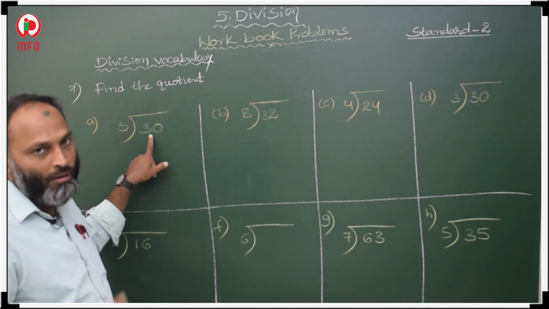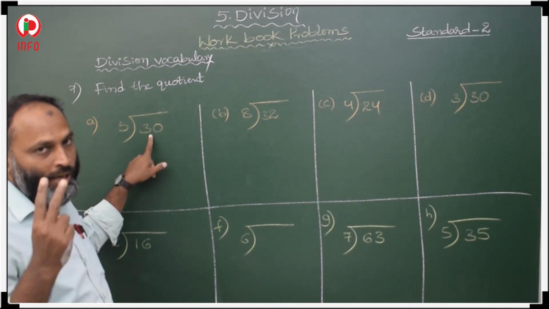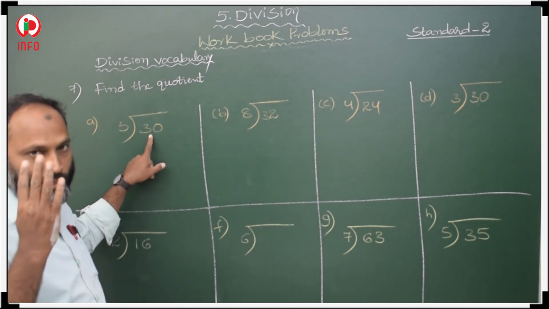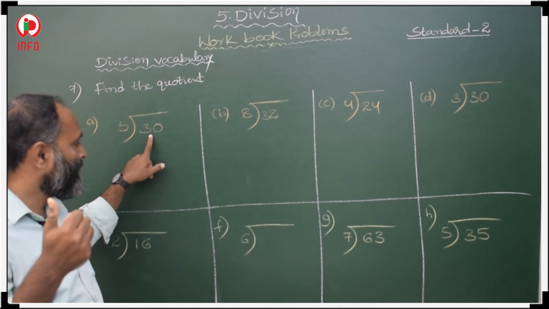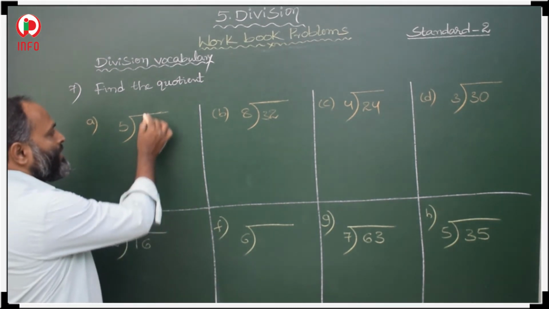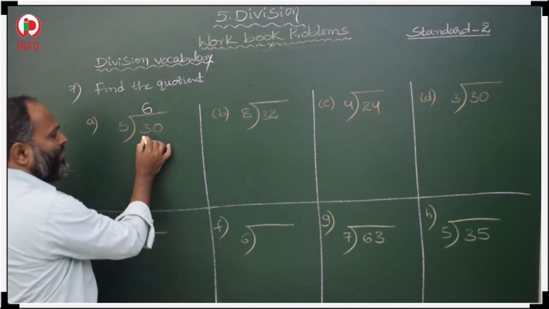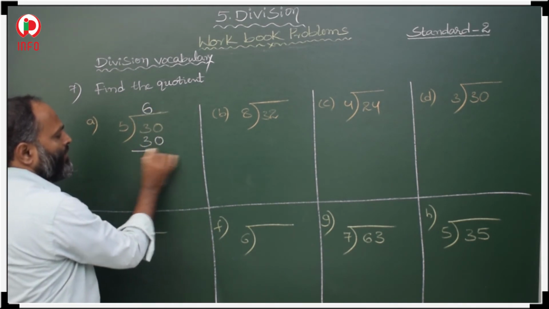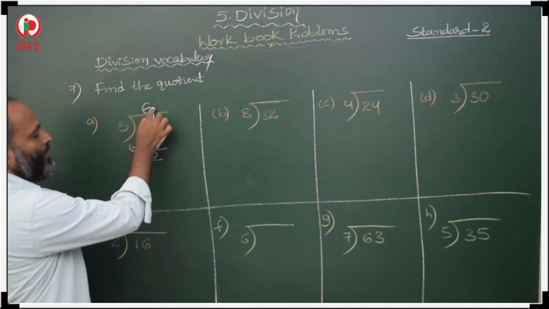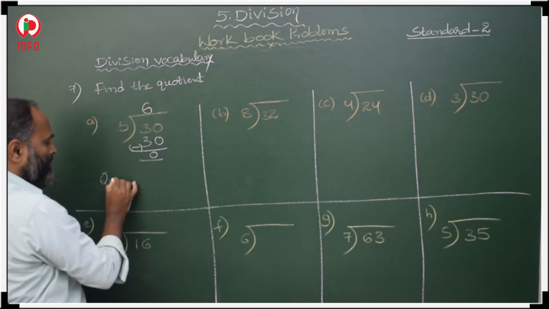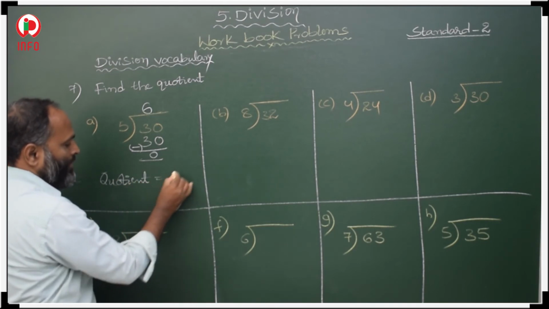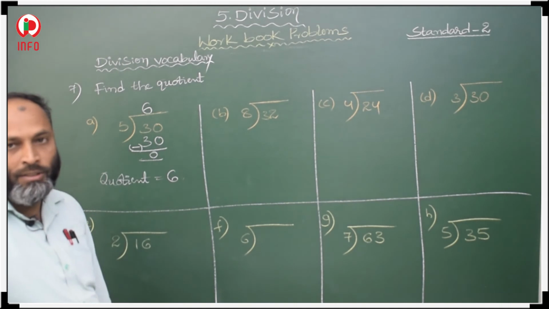Read your 5 table. 5 1s are 5, 5 2s are 10, 5 3s are 15, 5 4s are 20, 5 5s are 25, 5 6s are 30. 6 we have to write here. 5 6s are 30. Then same number minus same number, 0. So this is our quotient. What is our quotient? 6 is our quotient.